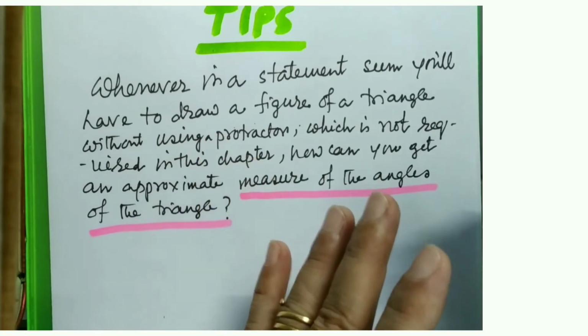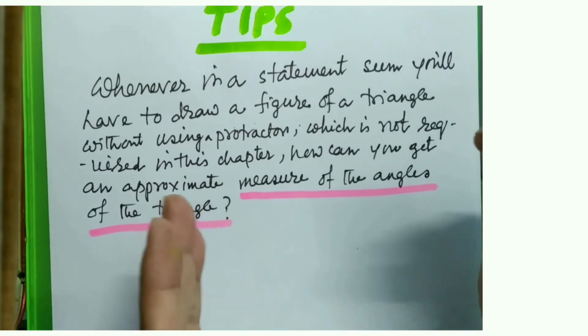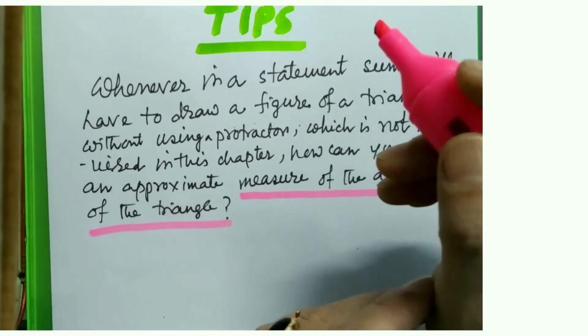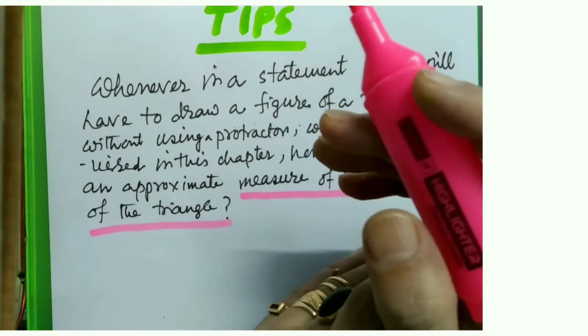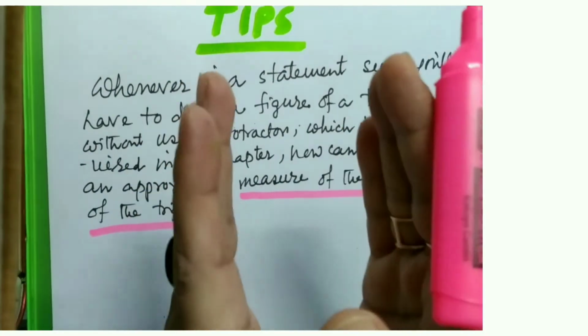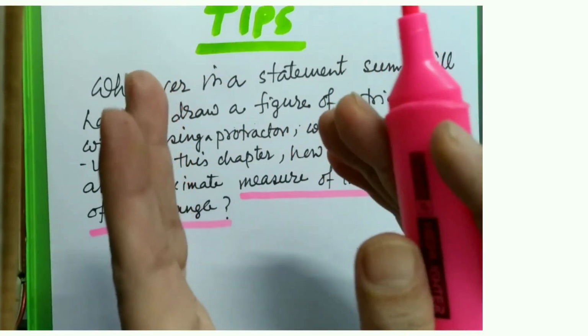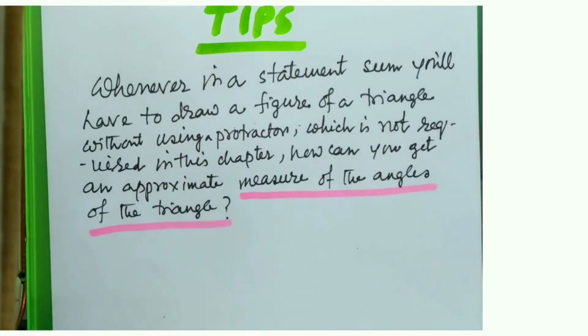Tip 10. Whenever in a statement sum you will have to draw a figure of a triangle without using a protractor, of course, which is not required in this chapter, how can you get an approximate measure of the angles of a triangle? In that case, my opinion is that you just take a right triangle as a standard one. You just think of a right triangle and then you can draw an approximate triangle without using a protractor.